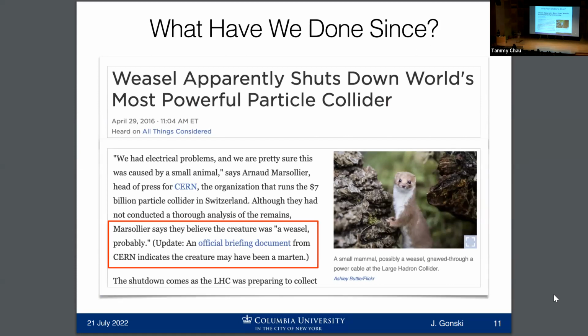So this is just a funny story from 2016. This cute little guy chewed through an electrical cable and took down the whole machine. And what I like about this article in particular is that the original quote says they believe the creature was a weasel, probably, and then updated it, indicates the creature may have been a martin. So attention to detail in physics. You really gotta pay attention to these things.